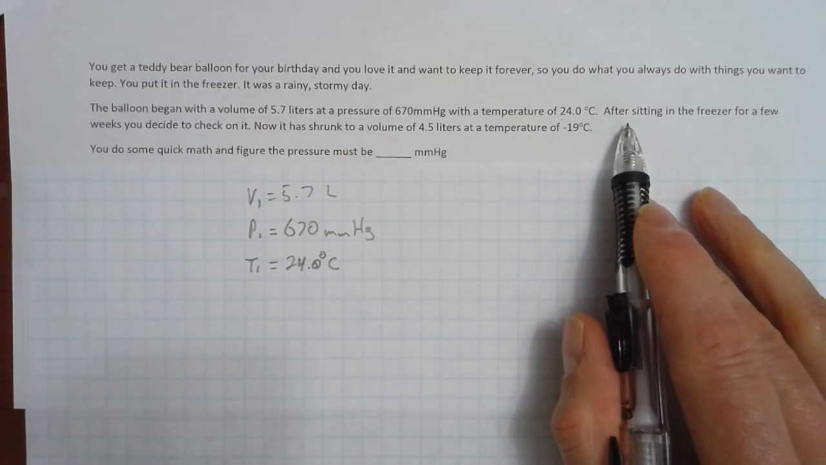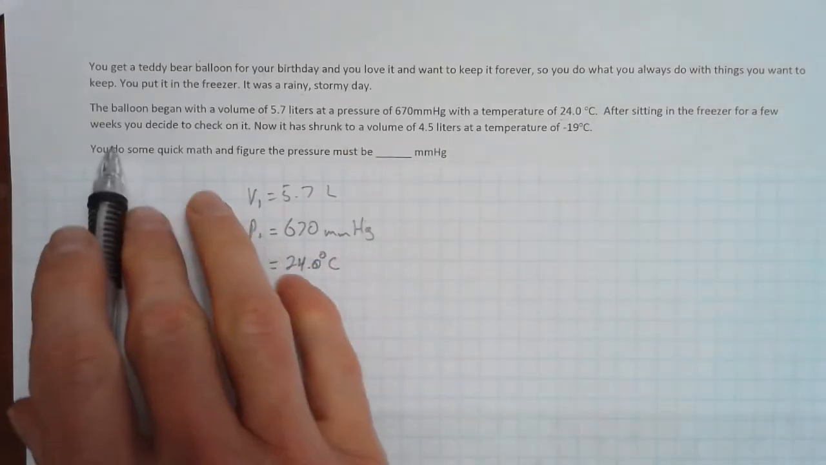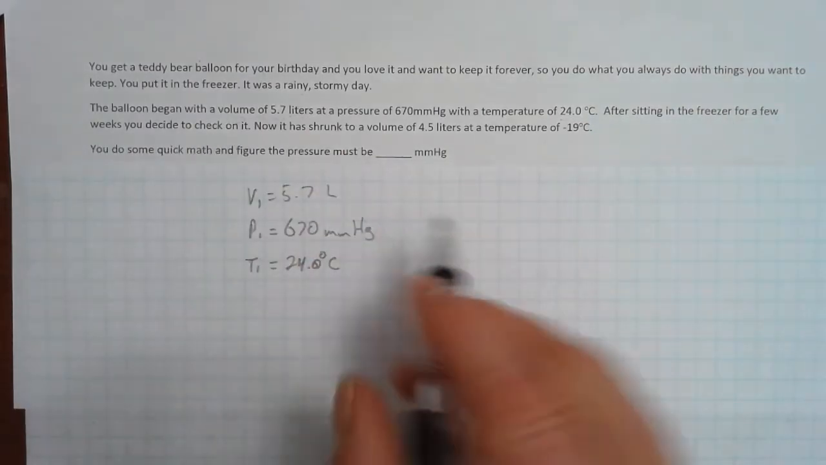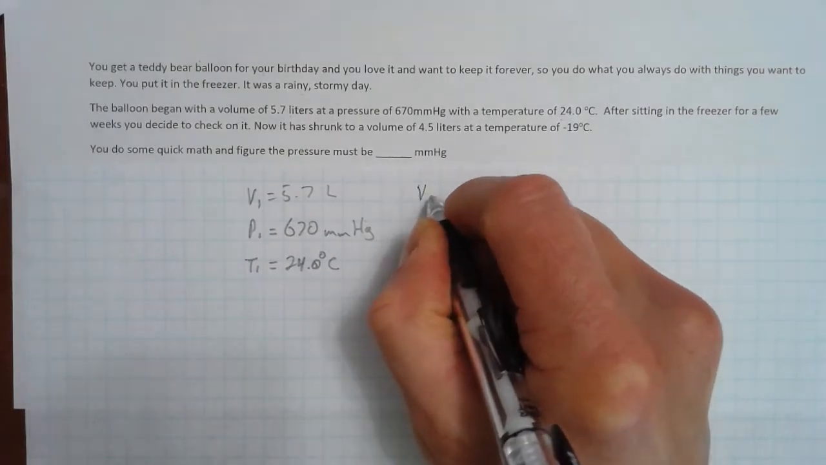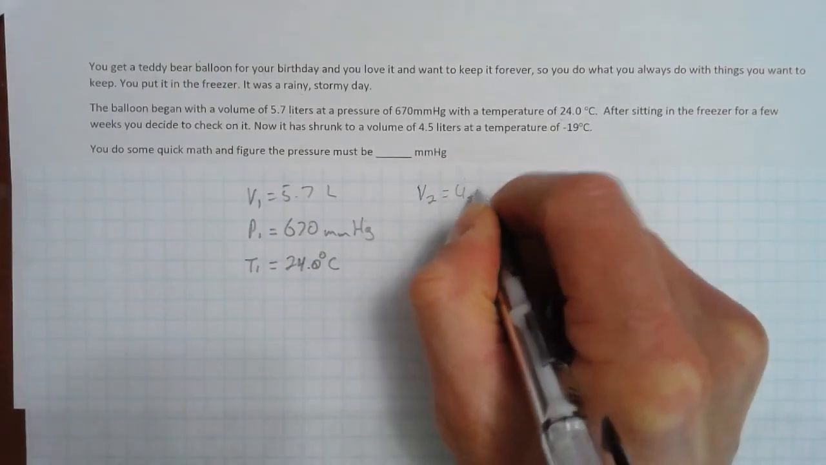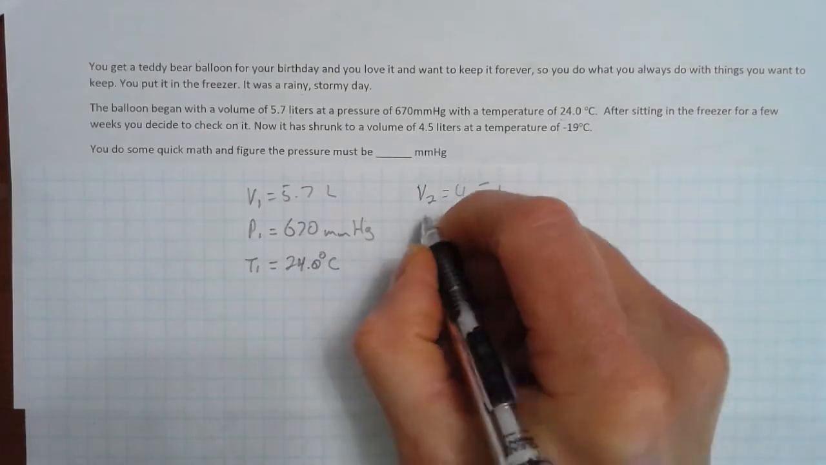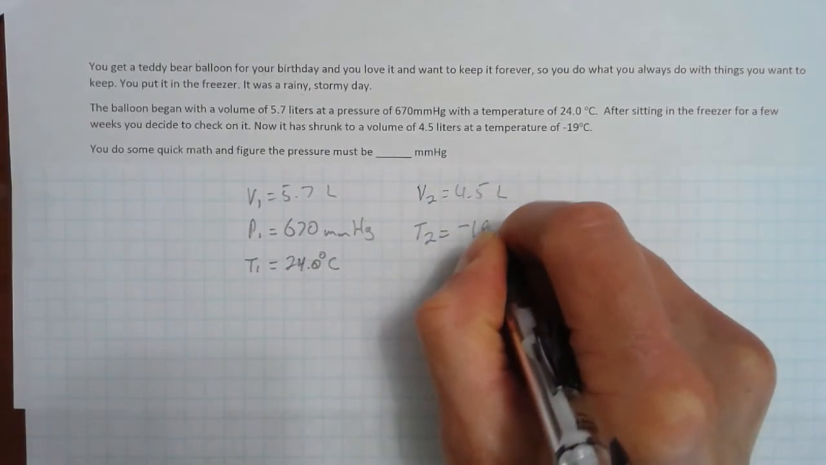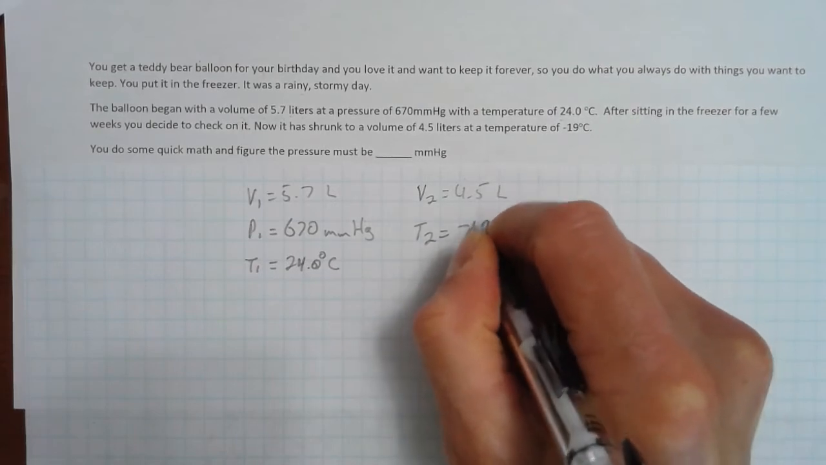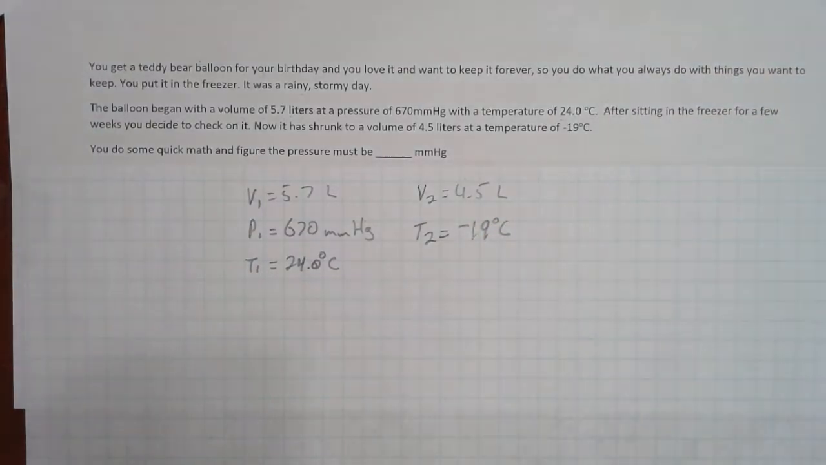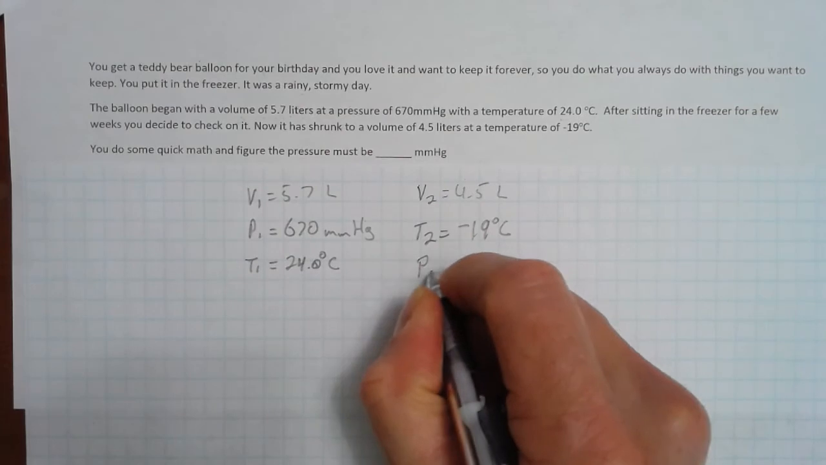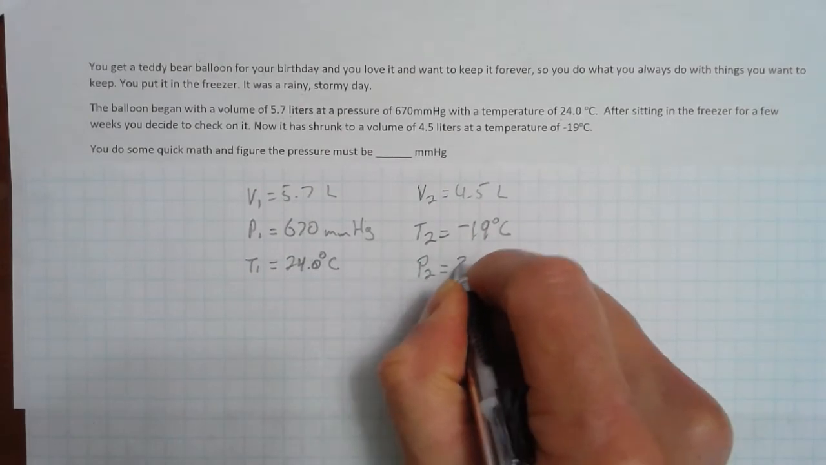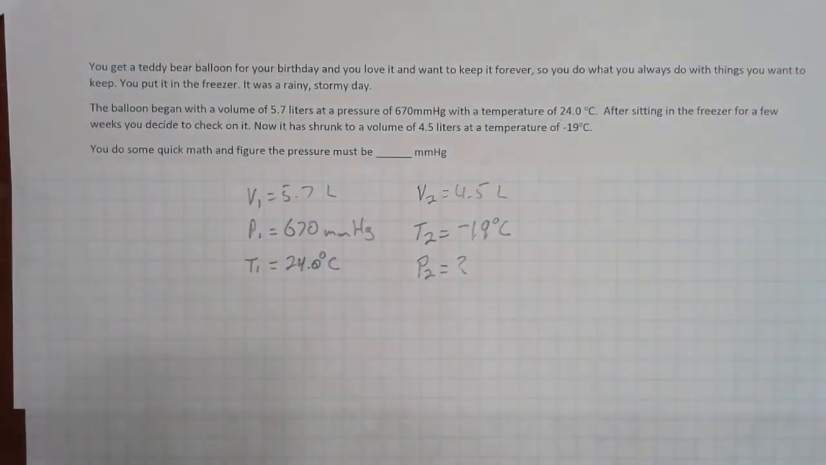And now you put it in the freezer, and in a few weeks you decide to check on it, and now it's shrunk. So its volume is now only 4.5 liters, and the temperature in your freezer is negative 19 degrees Celsius. It's a little colder than 0 Fahrenheit there, so your freezer's maybe a little on the chilly side. Now, what is the pressure on that new day is the question we're trying to find.